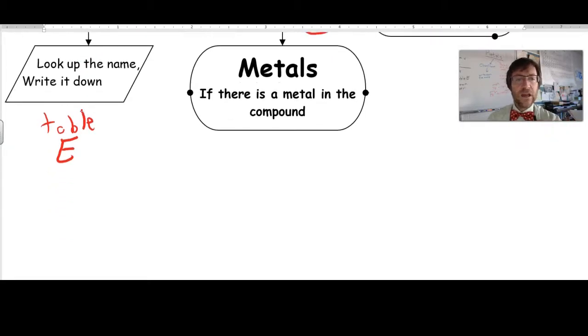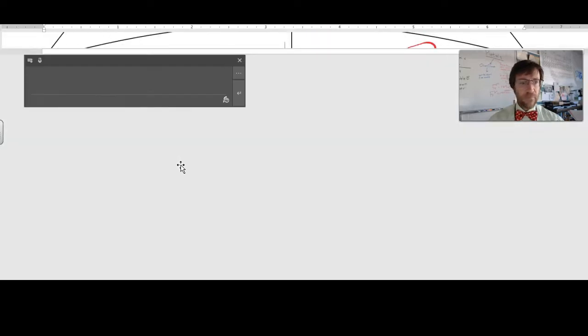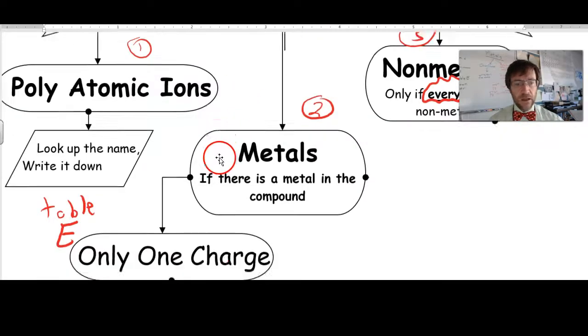Now, second category. Moving on to number 2. If there is a metal in the compound, so that's what you do. You start at the left. You go, oh, metal. If there's a metal, we're gonna follow metal rules for the metals.